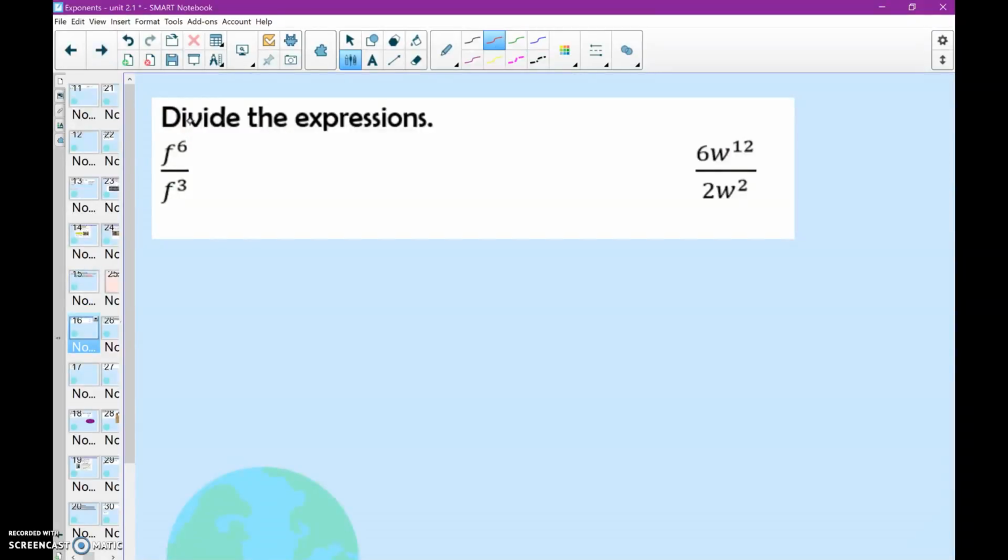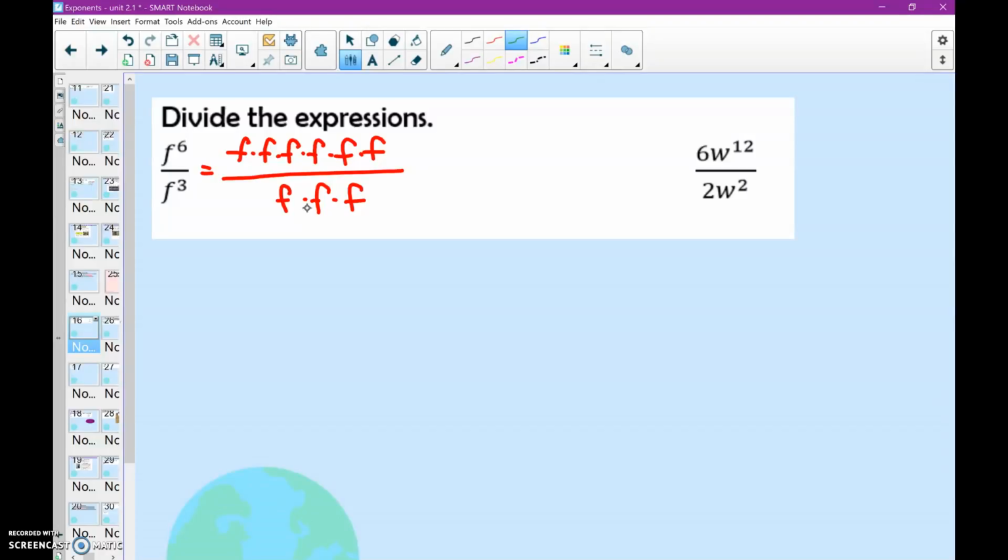Alright, so I do want to show you why you subtract the exponents, because it seems kind of silly not to divide them, so let's look at why that's the case. F to the 6th power really means f times f times f, 6 times. That's what 6th power means. F to the 3rd means 3 times. Well, what happens when you have something divided by itself? 10 divided by 10 is 1. 100 divided by 100 is 1. 5.365 divided by itself is 1. Doesn't matter what you do, if you divide something by itself, you get 1, which means f divided by f is also 1.